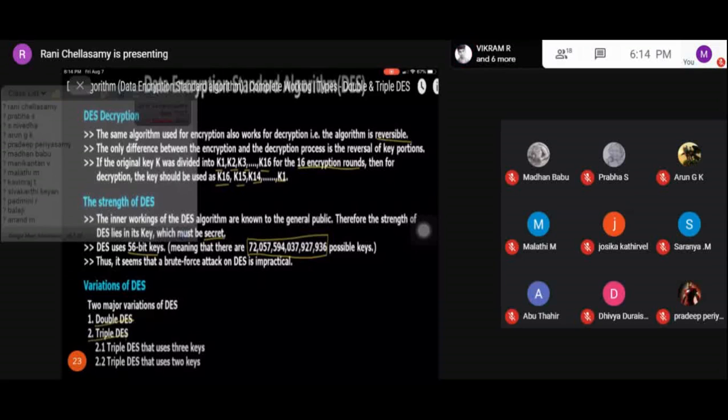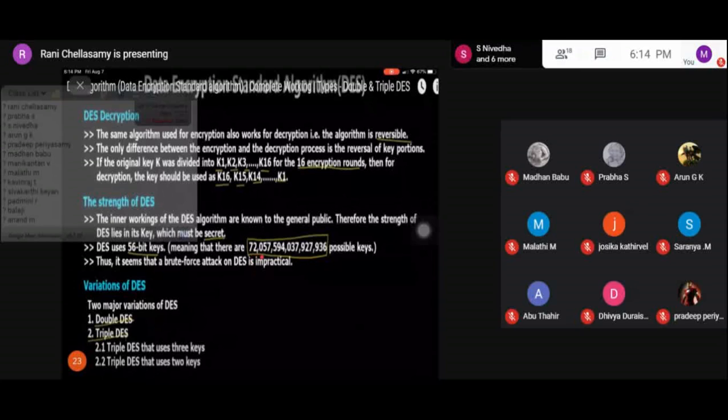So why so? For each and every round, the key is generated. So for 16 rounds, 16 keys will be generated, which will make it more complex for the intruder to get back the plain text. So that is the main strength of the DES. Okay. So here, brute force attack on this DES algorithm is impractical. Fine. So let's come on to the variations of DES.